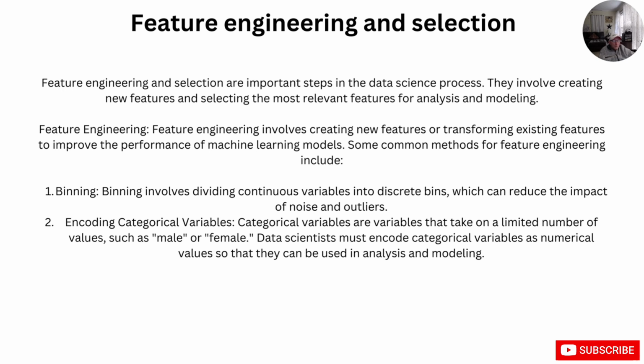Some common methods for feature engineering include number one, binning. Binning involves dividing continuous variables into discrete bins, which can reduce the impact of noise and outliers. Number two, encoding categorical variables. Categorical variables are variables that take on a limited number of values, such as male or female. Data scientists must encode categorical variables as numerical values so that they can be used in analysis and modeling.